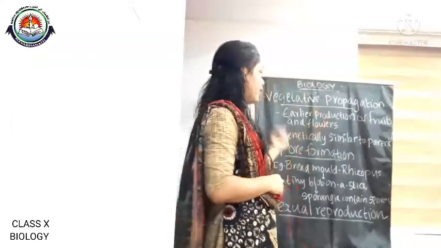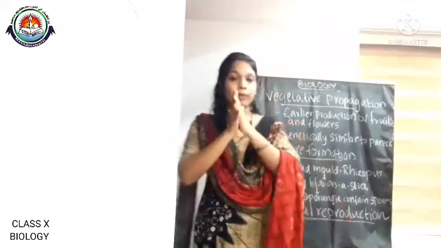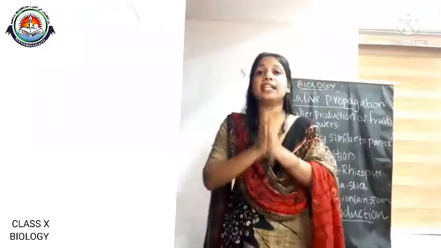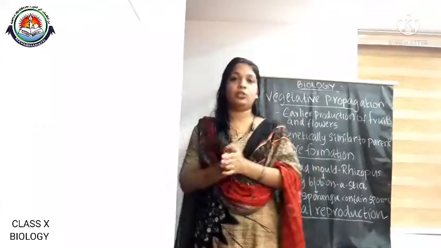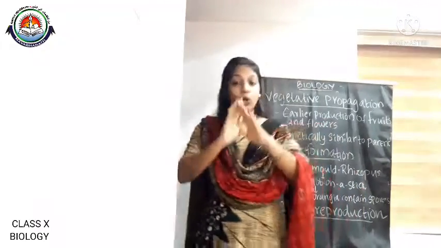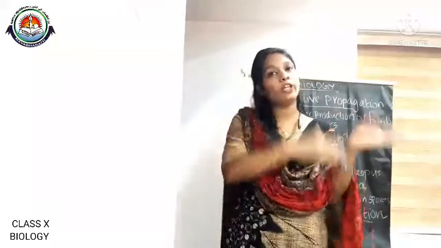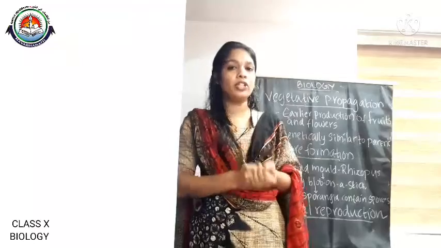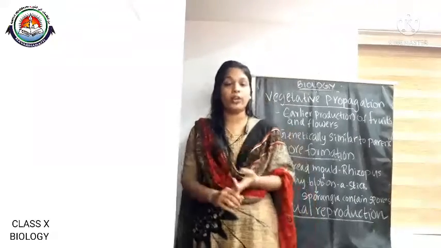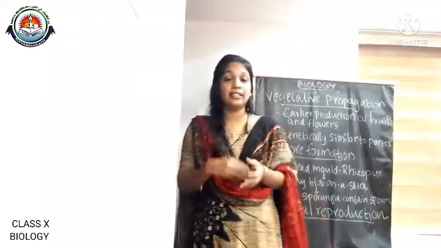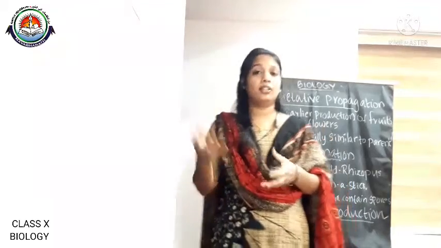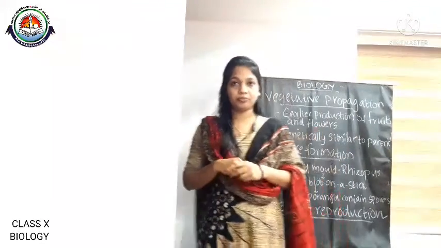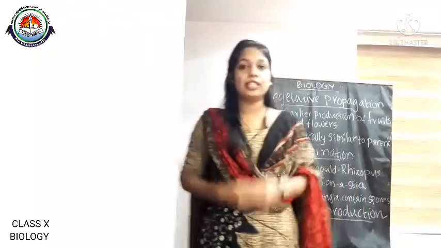And the second advantage is that the plant produced by vegetative propagation will be genetically similar to its parent. So all characteristics of the parent are copied to the new individual. Okay, and seedless plants like roses, jasmine, orange, banana can also be propagated vegetatively. So this is about vegetative propagation.